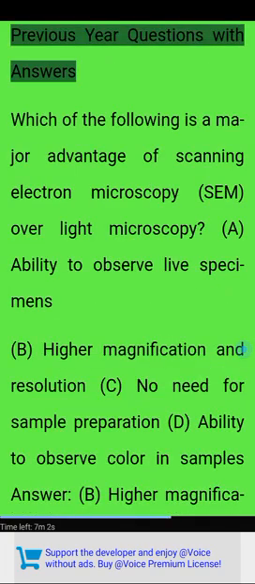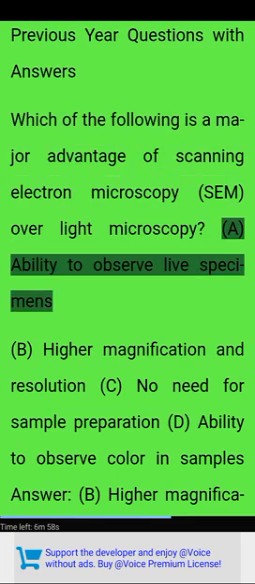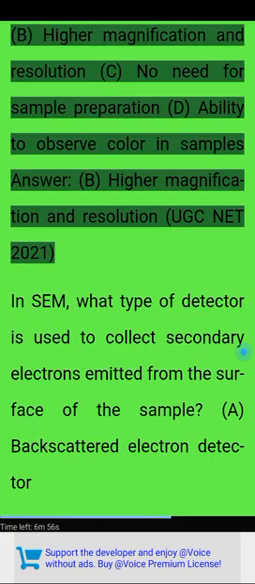Previous year questions with answers. Which of the following is a major advantage of scanning electron microscopy, SEM, over light microscopy? A. Ability to observe live specimens. B. Higher magnification and resolution. C. No need for sample preparation. D. Ability to observe color in samples. Answer. B. Higher magnification and resolution.